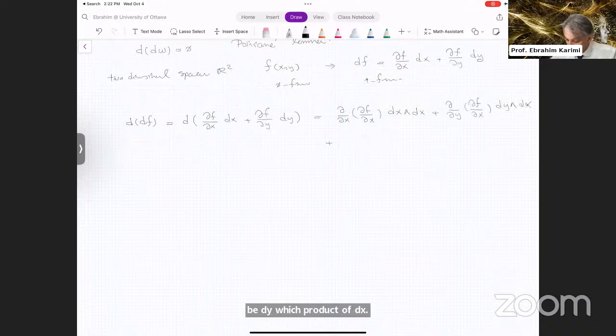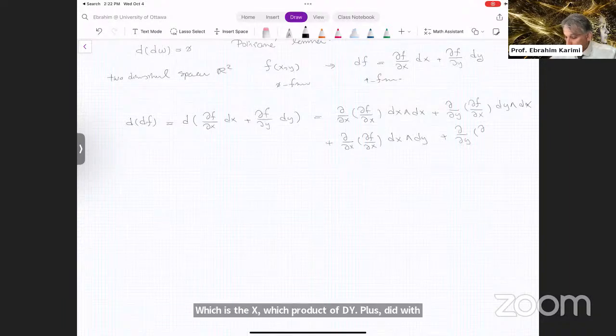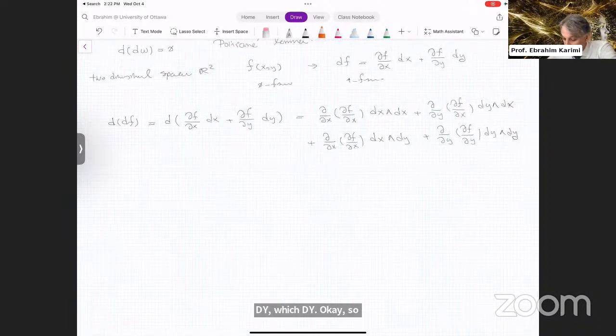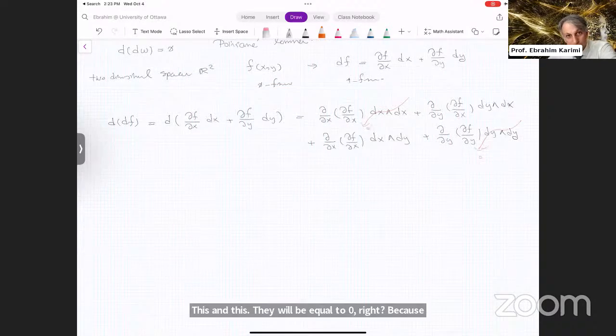Then I have the second term, which will be the derivative with respect to x of f with respect to y, dx wedge dy, plus the derivative with respect to y of the derivative of f with respect to y, dy wedge dy. Okay, so what's going on with the first and last term? This and this term will be equal to 0, right? Because the wedge product of a form with itself is equal to 0. Lovely. This is what we said.